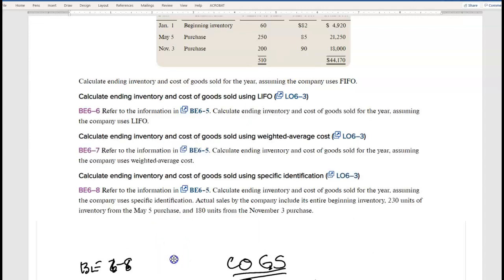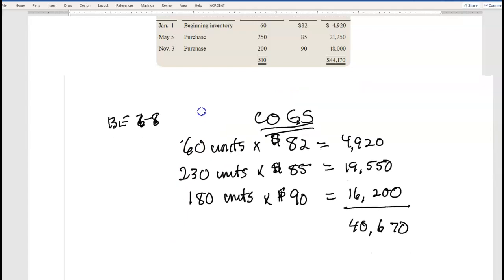So notice on the specific identification one, they told me what was sold, so I think it's easier to calculate what was sold instead of calculating what was left. We could calculate what was left. We know there's 40 units left. There's none from beginning inventory because we sold them all. Since we sold 230 from the May 5th purchase, and let me label that, May 5th, then that must mean there's 20 of those left. And if we sold 180 from the November 3rd purchase, that means there's 20 of those left.